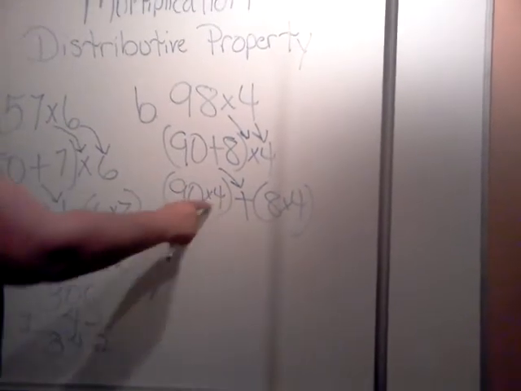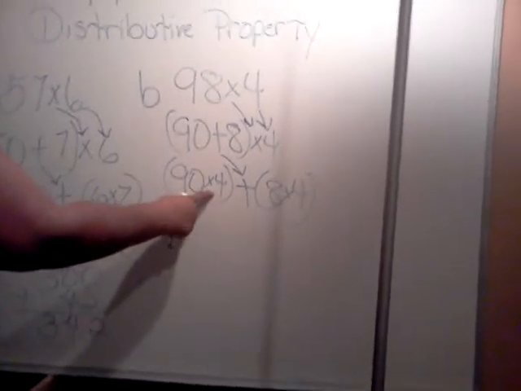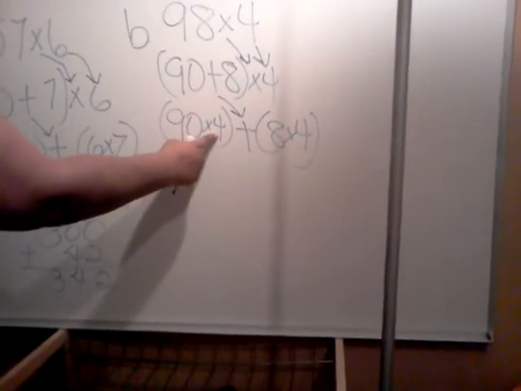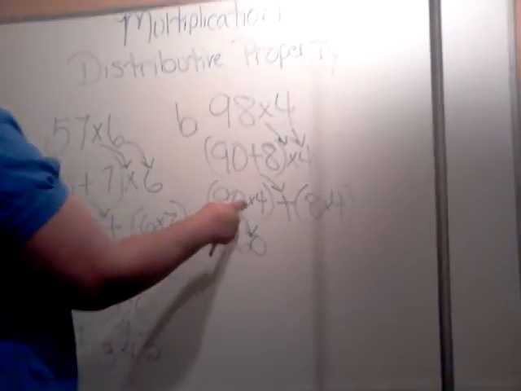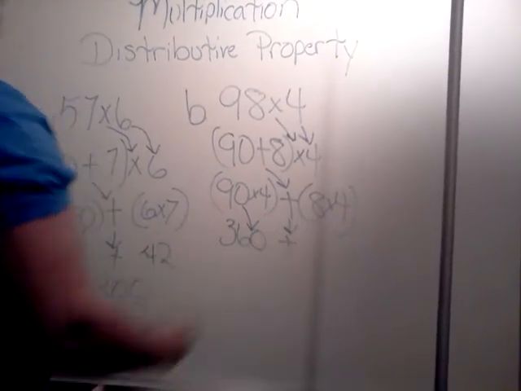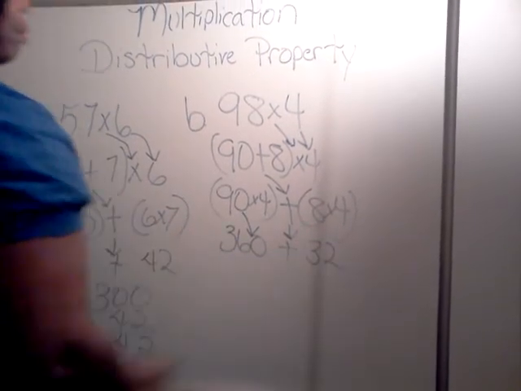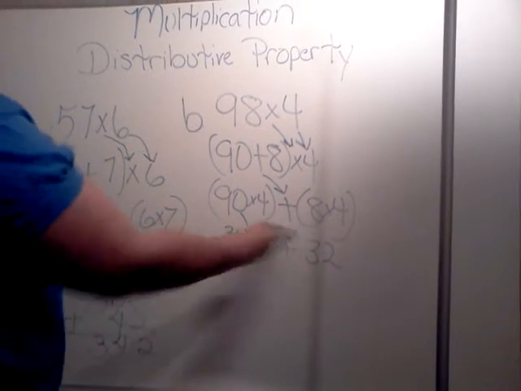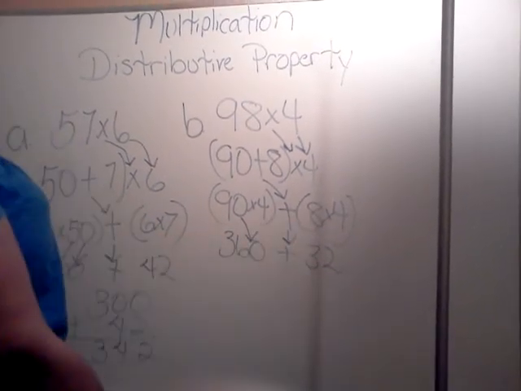So now we're going to multiply inside both parentheses. Well, remember, we're going to multiply the first digit. 4 times 9, or 9 times 4, is 36. And just bring down that 0. So 90 times 4 is 360. Bring down the addition sign. And 8 times 4 is 32. The last step is add the two products together. These are products because they're the answers to multiplication problems.